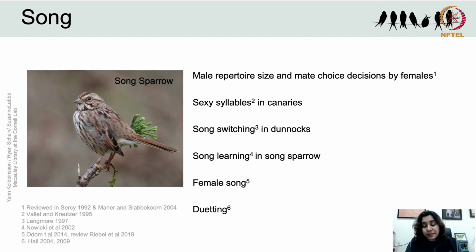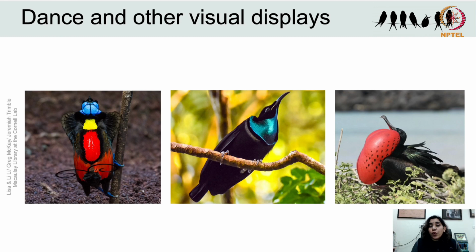Those who lack the vocal artistry compensate for that by their looks. Shown here is a Wilson's bird of paradise, a magnificent riflebird, and the greater frigatebird. What do they have in common? Their flamboyant plumage coloration, of course. These birds are certainly more glamorous looking than the dunnocks and the song sparrow that we saw earlier.